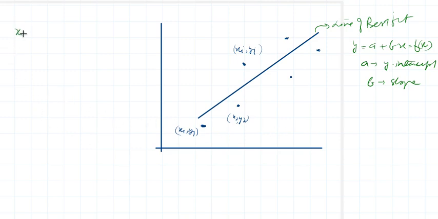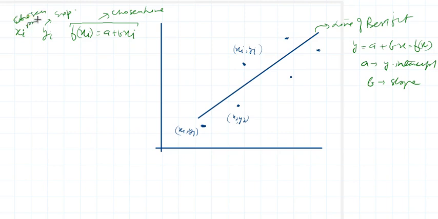Now, corresponding to every xi, there is yi and f of xi, and this f of xi is a plus bxi, and this is from the chosen line which we have chosen. This is the experimental point. This is also a chosen point, right? But for a particular point, there is a value of y, and this is the value of that function corresponding to that point, right? Means we are having x1, y1, and f of x1, x2, y2, f of x2, and so on, xi, yi, and f of xi, and so on, right?